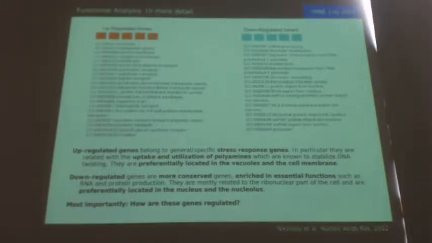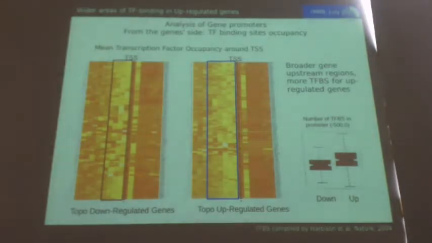The next question is, how are these genes being regulated? So what we did next was to try to see what happens in the promoters of these genes. What kind of specific characteristics can be attributed to the down versus the upregulated ones? What you see here are two heat maps of identical dimensions. Each row represents a specific transcription factor, and from red to yellow, you see the enrichment of these transcription factors' binding sites across the gene.